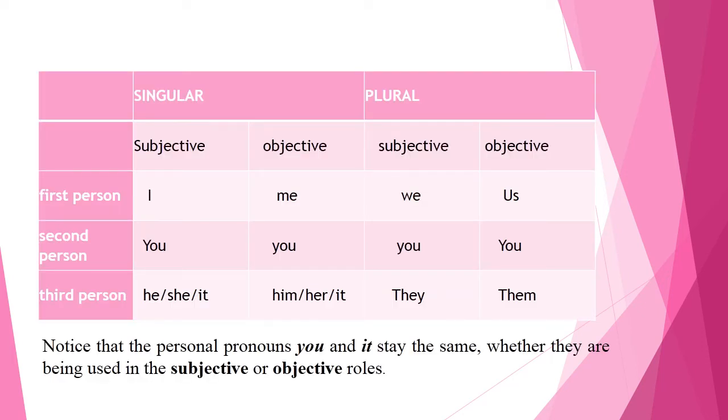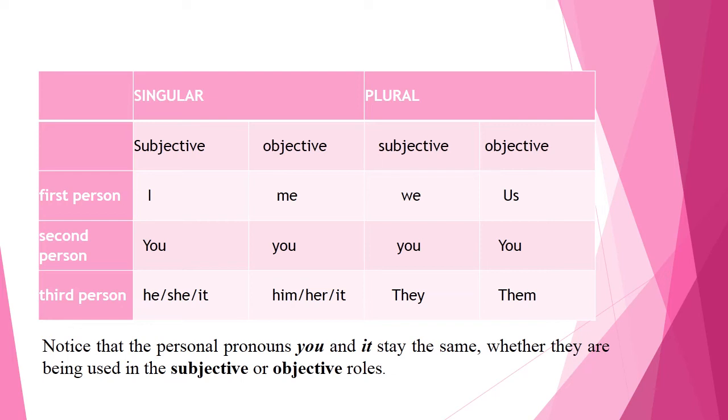Here is a chart of different forms of pronouns. There are three persons, first person, second person, and third person, and different pronouns here are shown to you in a singular form and in a plural form, and how they are used in subjective form and objective form. So in first person, I is used in subjective form and me in objective form. Similarly, in plural form, we is used as a subjective form, and us will be used as an objective form.